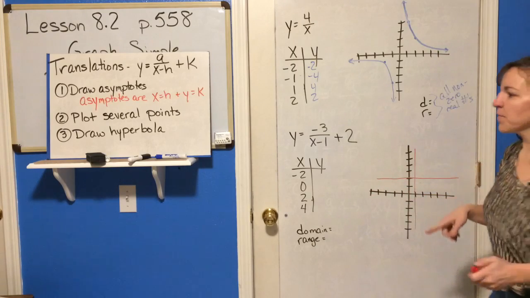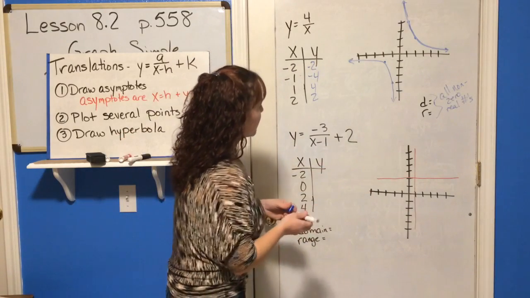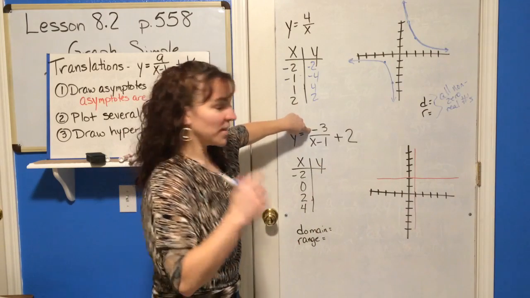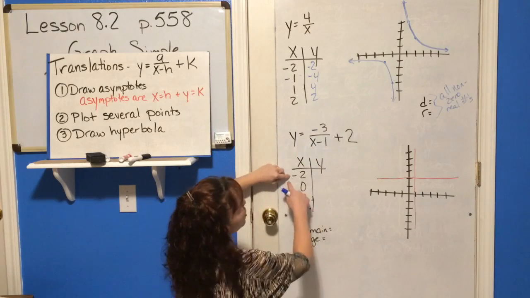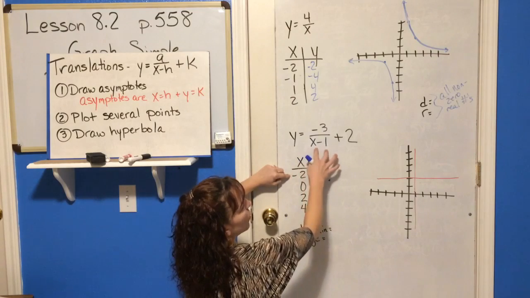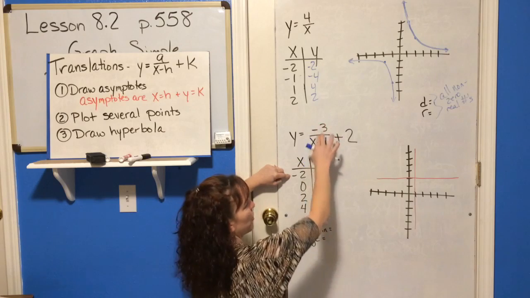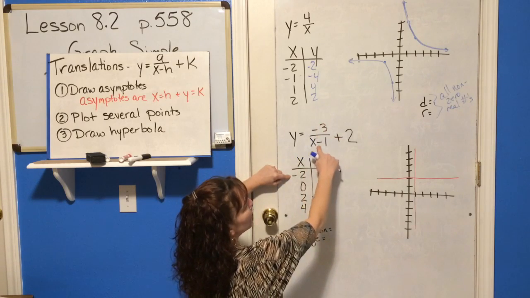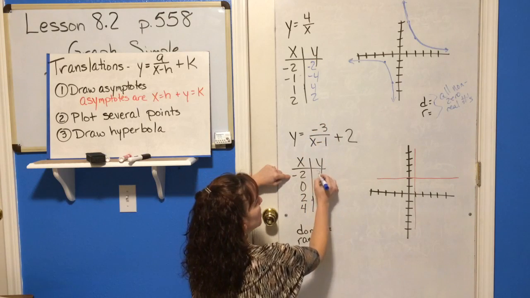Now I'll show you a secret. When we graph this, you're going to say, wait a minute, it doesn't. If your numerator is negative, it's going to flip it, and let's see what that does to it. All right, so -2 for x, and I've already picked some x's that will keep my denominator divisible into 3. So -2 minus 1 is -3. -3 divided by -3 is +1 plus 2 is 3.